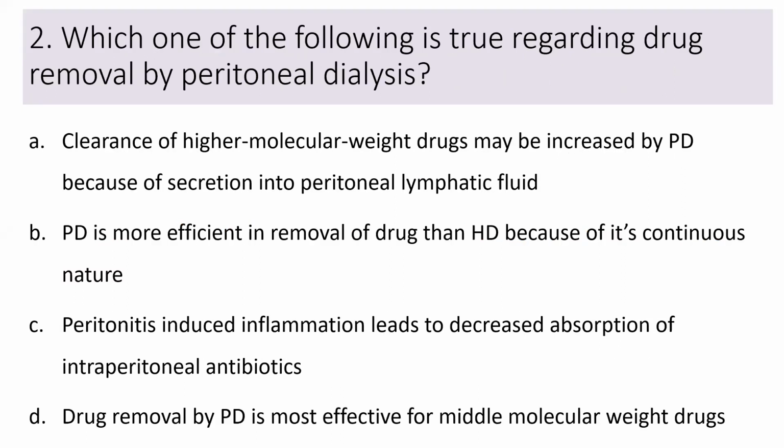Coming to the next MCQ, which one of the following is true regarding drug removal by peritoneal dialysis? Clearance of higher molecular weight drugs may be increased by PD because of secretion into peritoneal lymphatic fluid. PD is more efficient in removal of drug than HD because of its continuous nature. Peritonitis-induced inflammation leads to decreased absorption of intraperitoneal antibiotics. And drug removal by PD is most effective for middle molecular weight drugs.